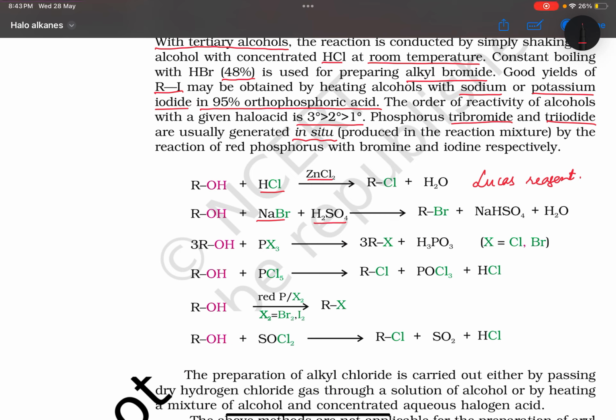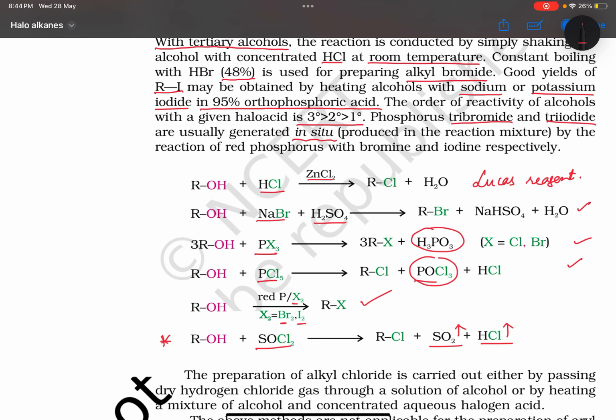NaBr, H2SO4 when you are using, you will be getting RBr. PX3, you are using, RX. And PCl5, you are getting RCl plus H3PO3. The side products you see H3PO3 and this is POCl3 like this. And red phosphorus, X2, X2 is bromine and iodine. You can use directly RX. SOCl2, this is preferred because the two are gases.